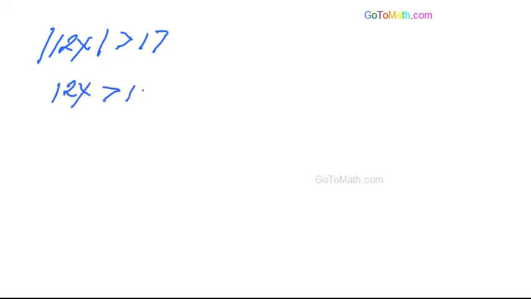Okay. The absolute value of 12x is greater than 17. All right, so we're going to end up with two inequalities here. The first one, we drop the absolute value sign, so we have 12x is greater than 17. For the second, 12x, now we flip the sign and multiply that by a negative. Okay, it's just what we do. Then we go ahead and solve for x in both of these.